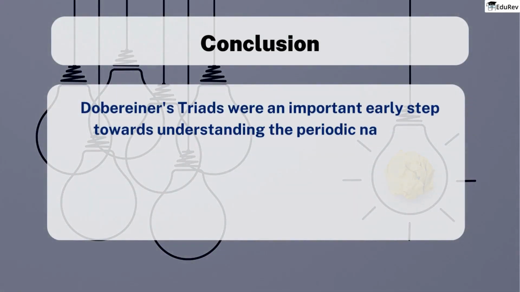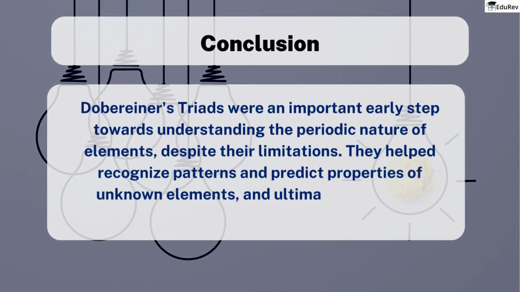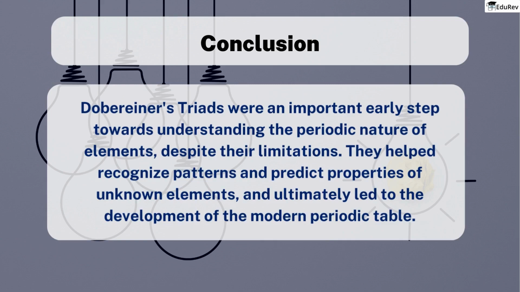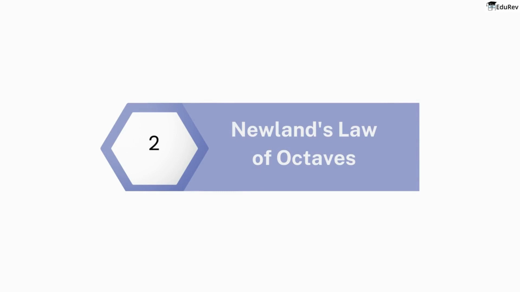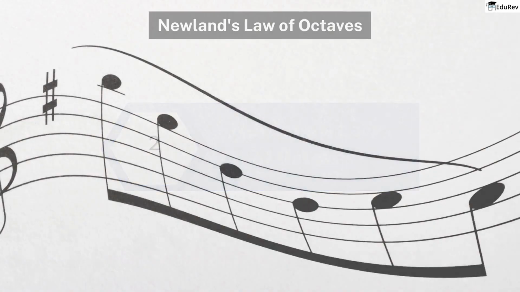To conclude, Dobereiner's triads were an important early step towards understanding the periodic nature of elements, despite their limitations. They helped recognize patterns and predict properties of unknown elements, and ultimately led to the development of the modern periodic table. Let us now learn about Newland's law of octaves, a scientific concept inspired by music.